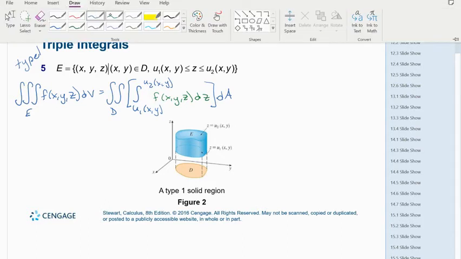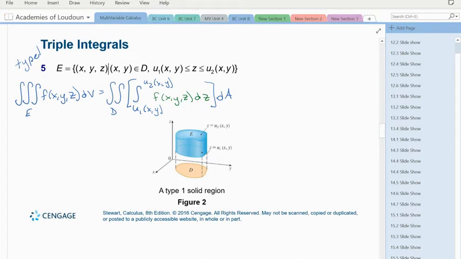Now, if we were to have region D as a type 1 plane region, as we recall from double integrals, then our triple integral would become the integral from a to b and g sub 1 of x to g sub 2 of x of the integral of our function f of x, y, z, integrated with respect to z, and then y, and then x.